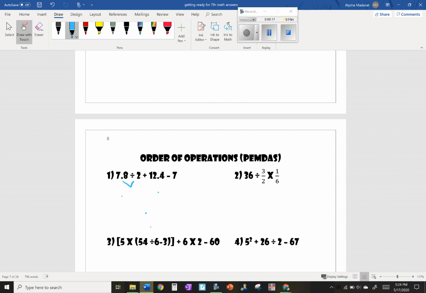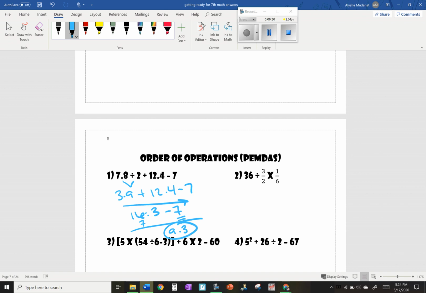Number 1, you would do your division first, which would give you your 3.9 plus 12.4 minus 7. You would go left to right because it's addition and subtraction. So 16.3 minus 7. You're subtracting from a whole number, so you would put it under the 6 to give you a final answer of 9.3.